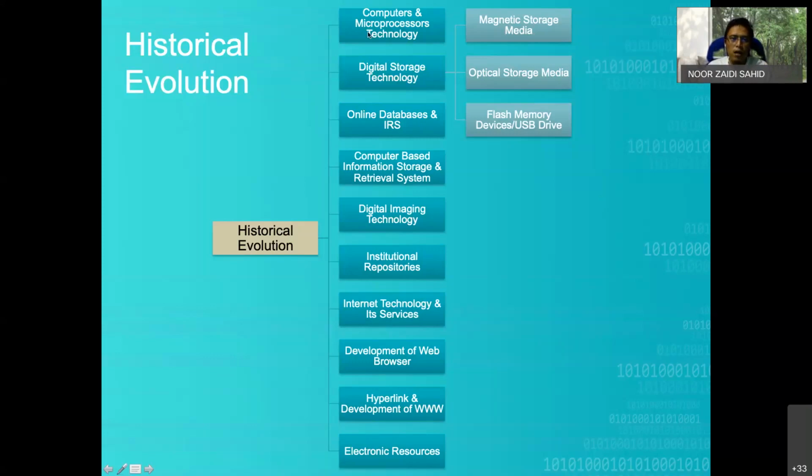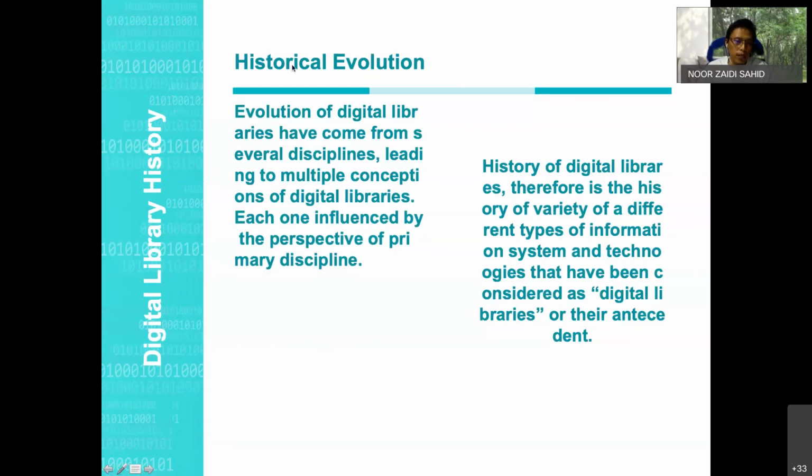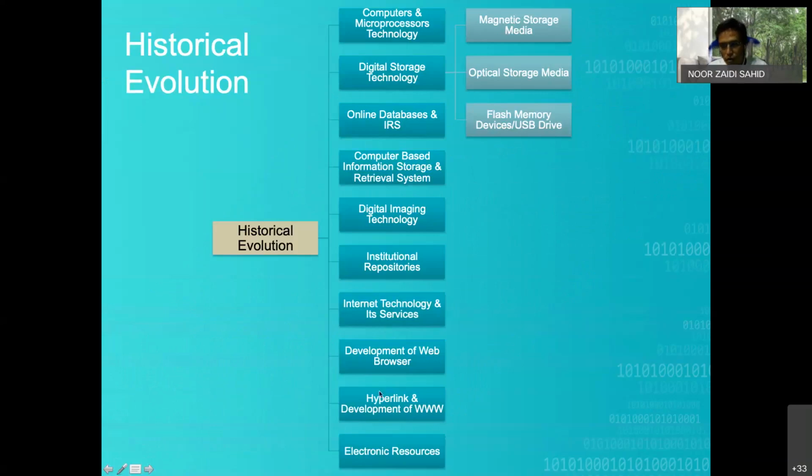And finally, microprocessor technology. So these are very broad fields when we want to study the history of digital libraries. So you have to look at these aspects. Very broad and wide topics. That's why, as we mentioned in the previous slide, they came from several disciplines, and each of these disciplines has its own evolution or history. Okay, any questions?